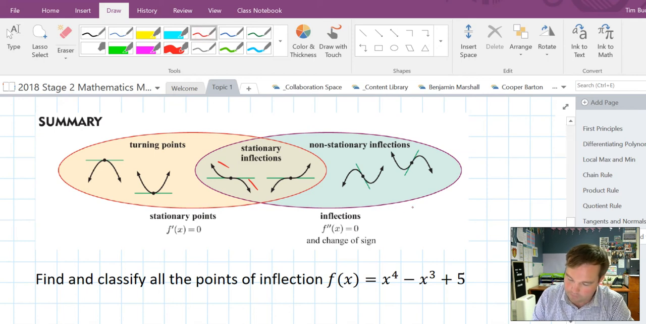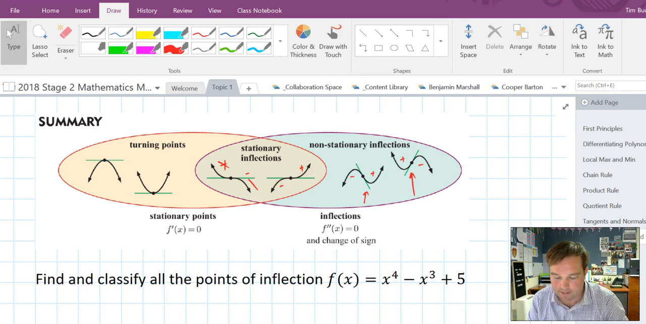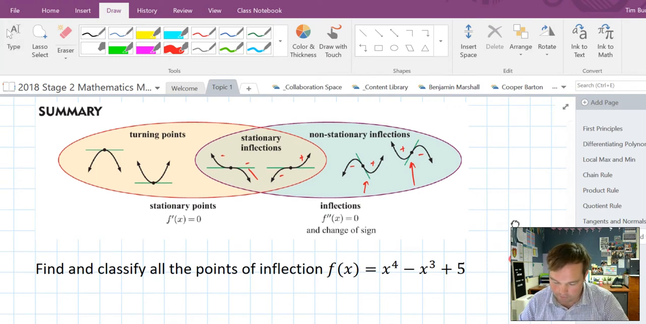Here, when there is an inflection in the second derivative, they might be non-stationary, going from negative to positive, positive to negative, or in this case here, positive to negative, negative to positive. So we need a sign change in the second derivative for a point of inflection regardless.